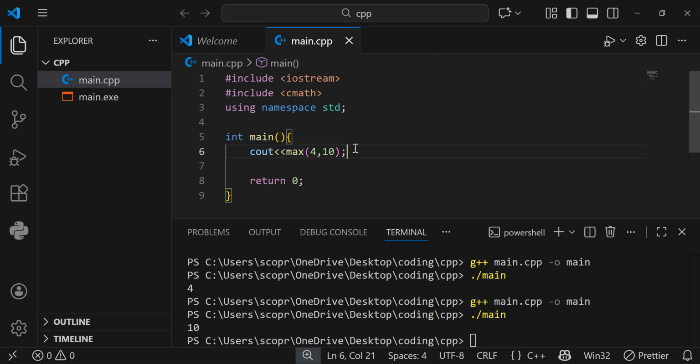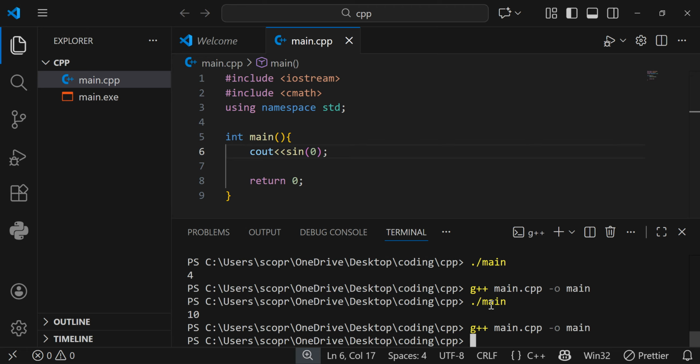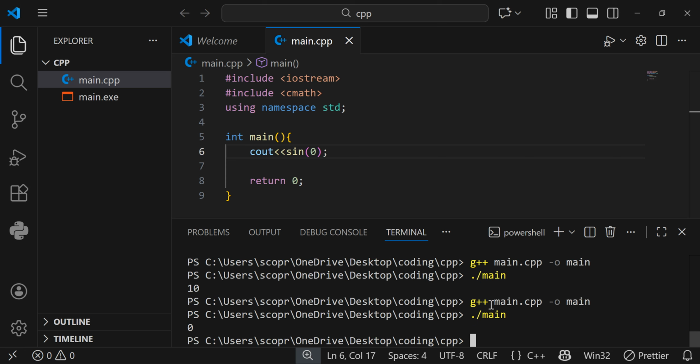Okay, so let us now take a look at trigonometric functions. C++ also provides trigonometric functions like sine, cosine, and tangent. To use them, we can just use them the normal way. Let us get the sine of 0. I will just change from max to sine of 0. After compiling, let us try to run. As you can see, sine of 0 is 0. Trigonometric functions use radians, not degrees. You should note that.